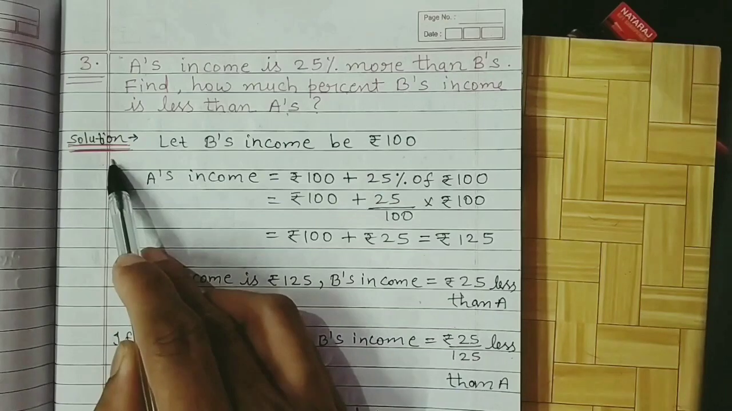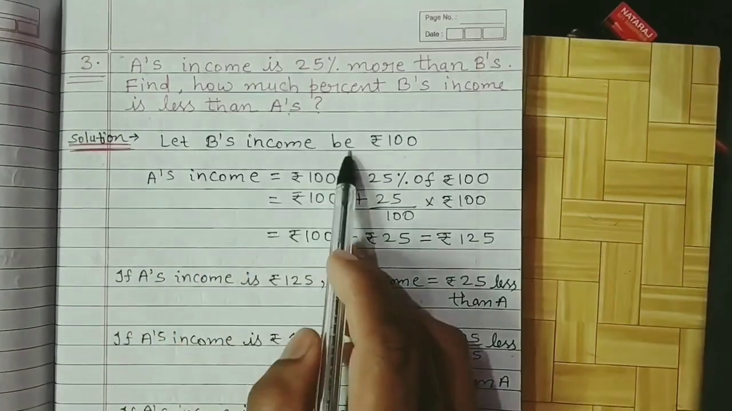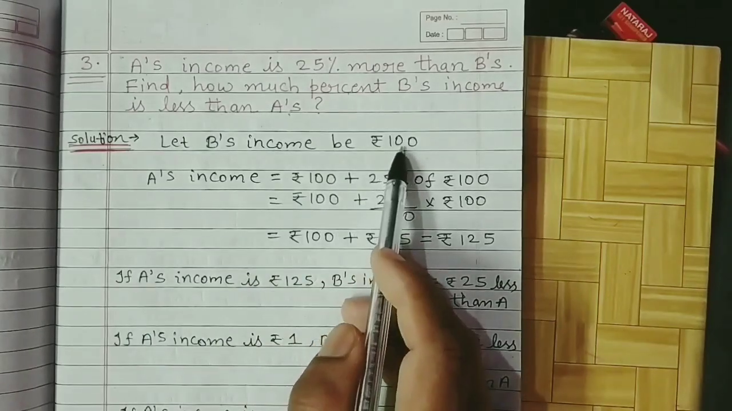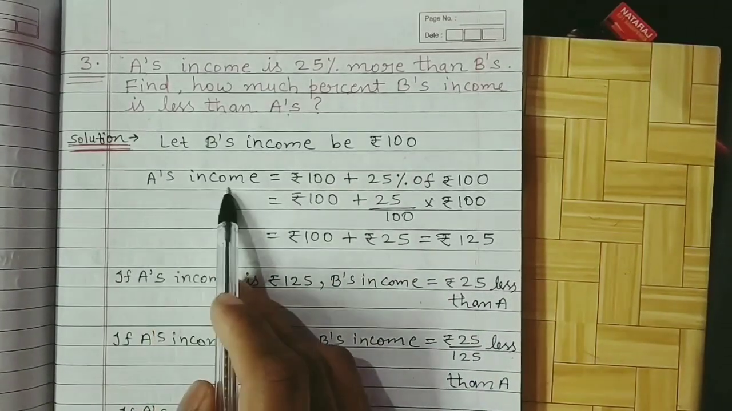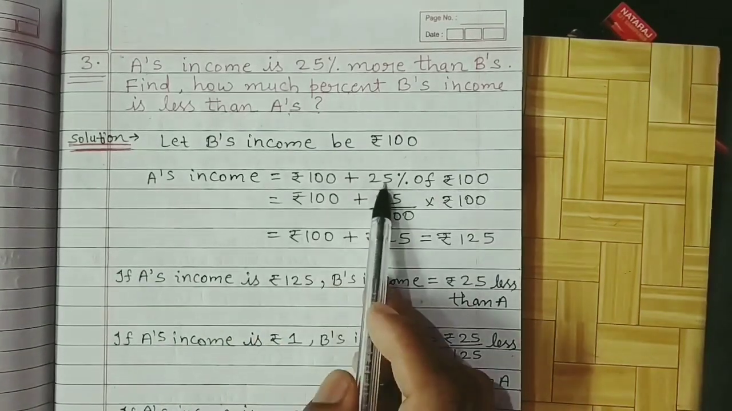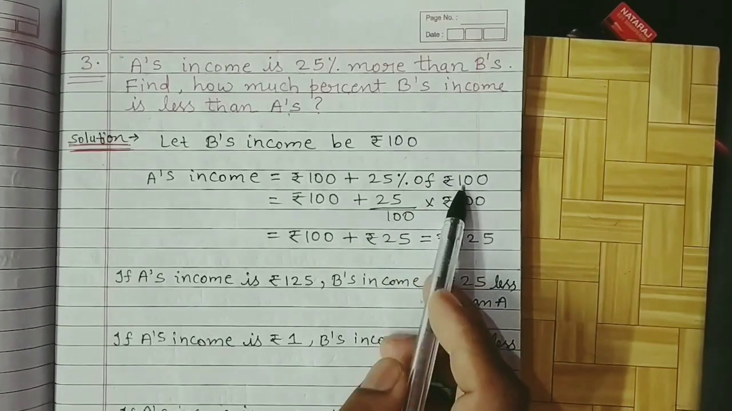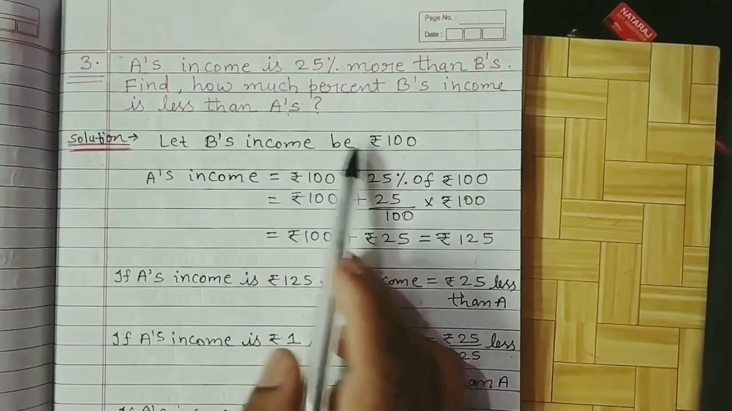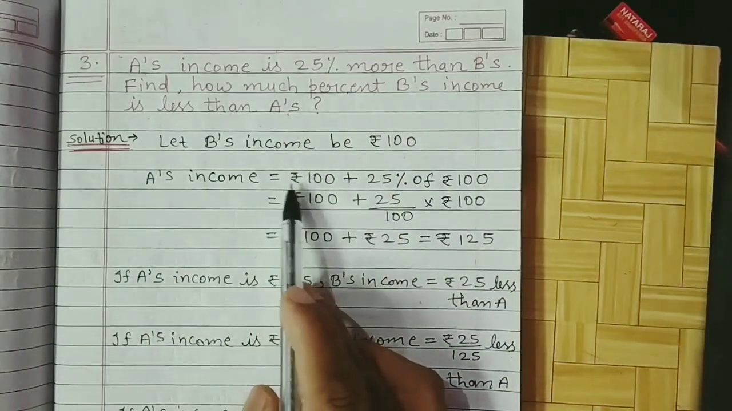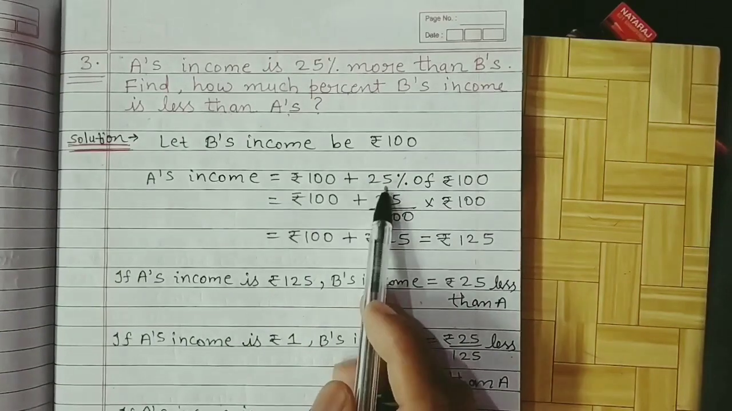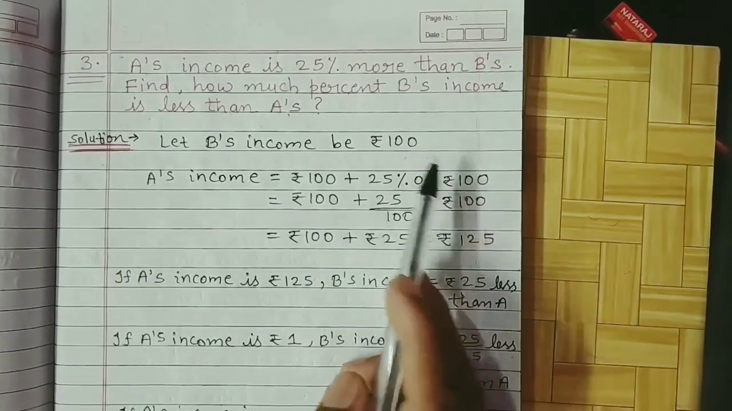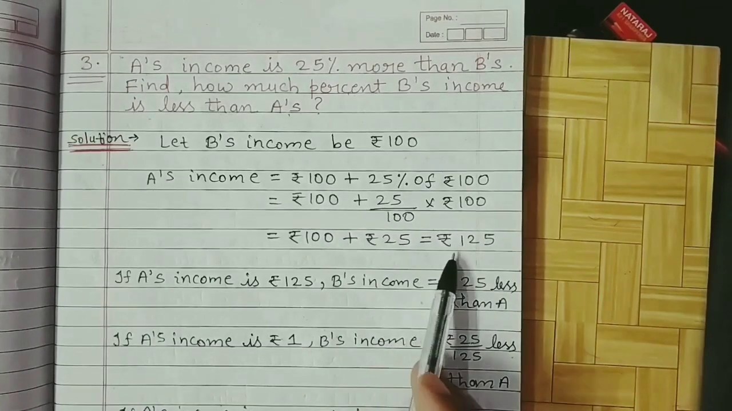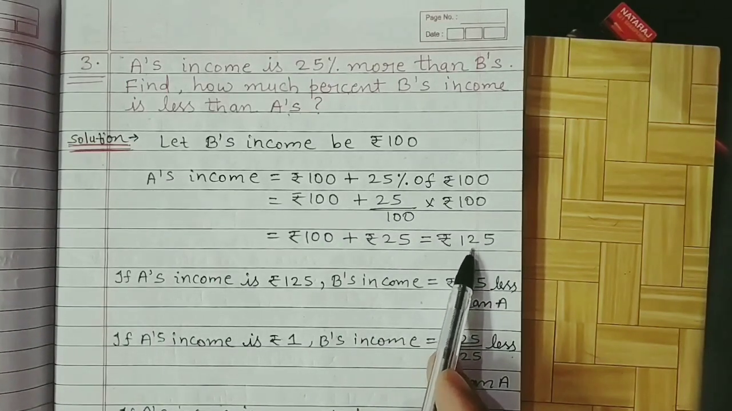Clear? So in the solution, I have written, let B's income be rupees 100. Here we have assumed that B's income is rupees 100. So I have written here A's income equal to rupees 100 plus 25% of rupees 100. Why? Because A's income is 25% more than B's income as it is given in the question. Clear? So equal to rupees 100, the B's income, plus 25% of rupees 100, the same B's income. Clear? And it is equal to, after solving all this, rupees 125. And this is A's income.